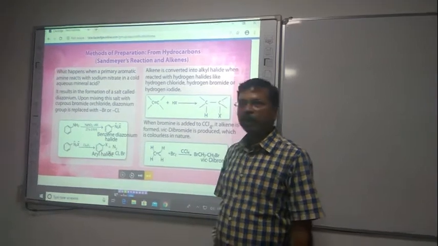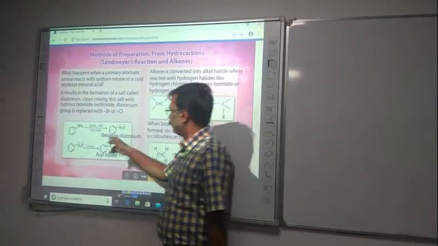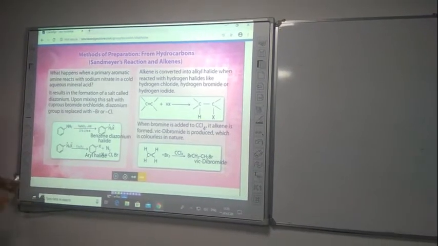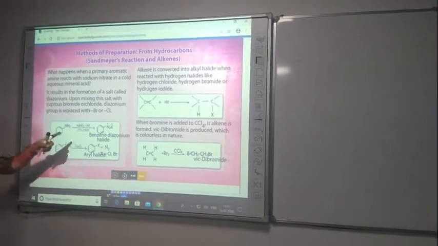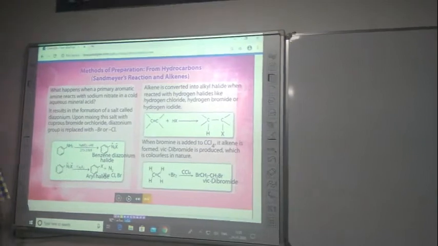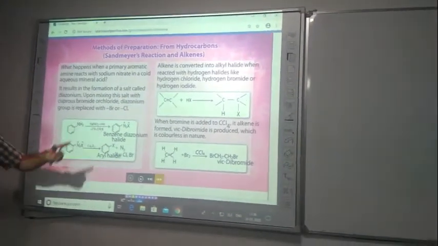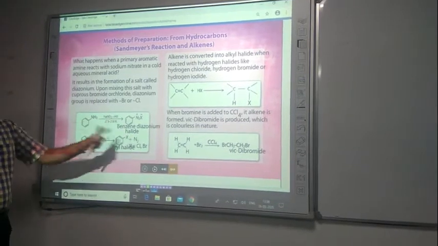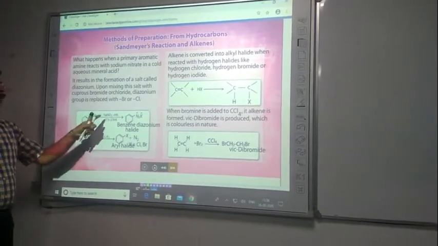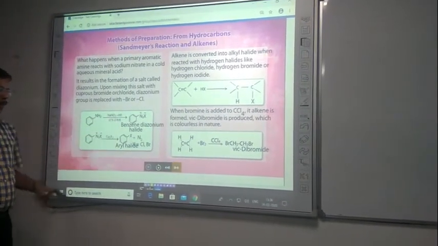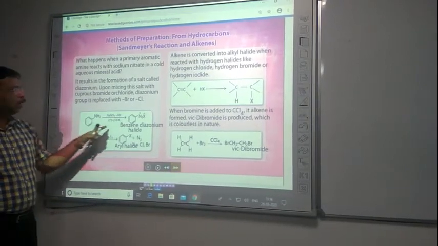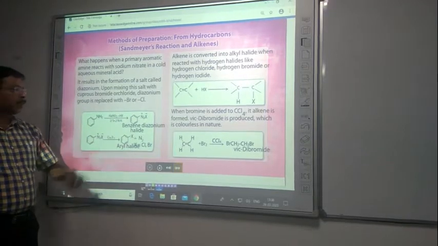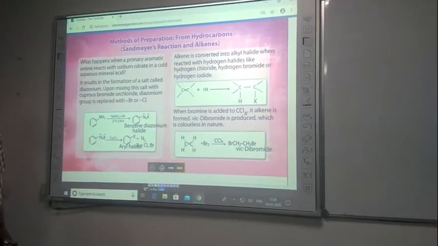Benzene diazonium salt is prepared from aniline. Aniline we keep in the laboratory, a benzene ring with an NH2 group attached. So aniline, when treated with NaNO2 and a mineral acid like HX, NaNO2 HCl or HBr, at very low temperature we get benzene diazonium salt. If you take NaNO2 HCl, you get benzene diazonium chloride. This particular reaction, converting aniline to benzene diazonium salt, is called diazotization.